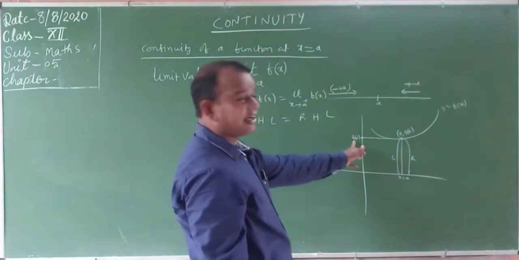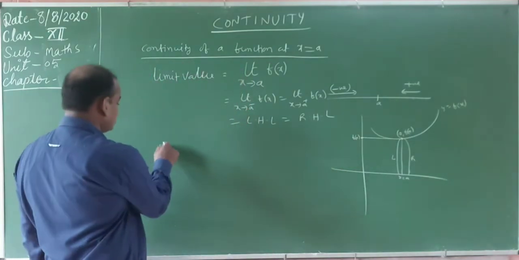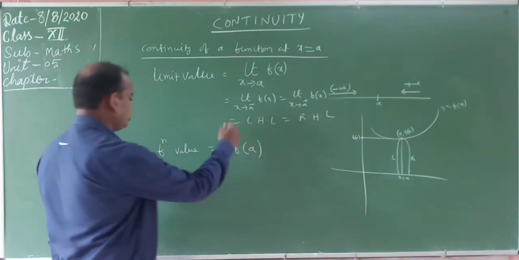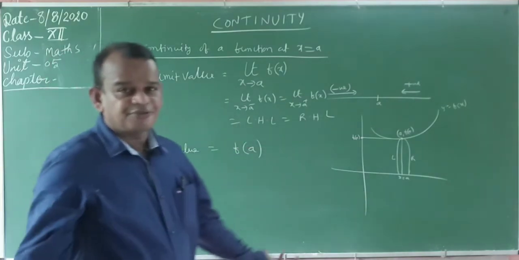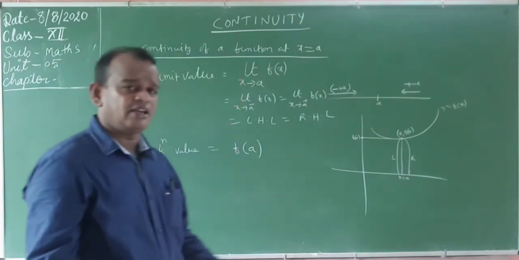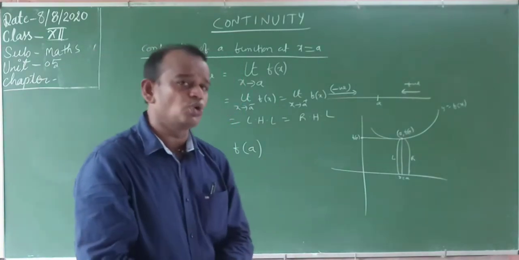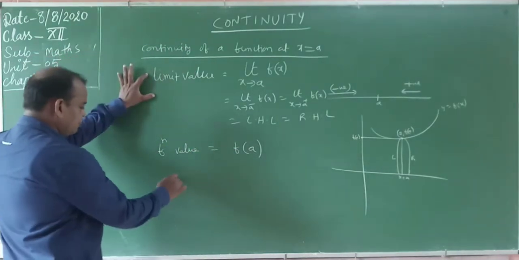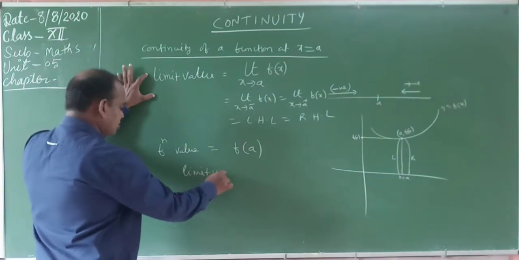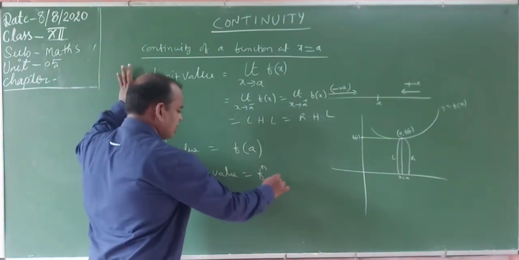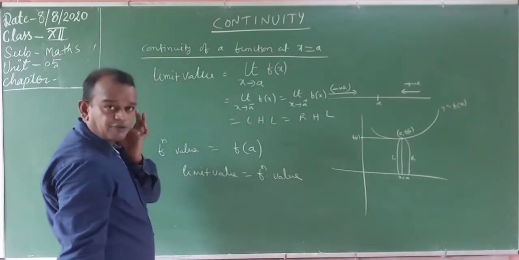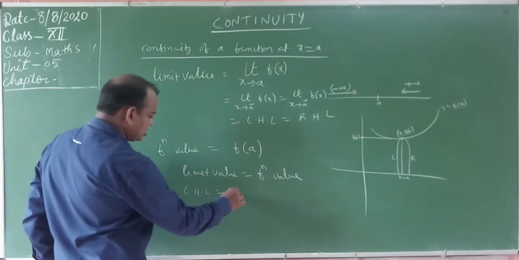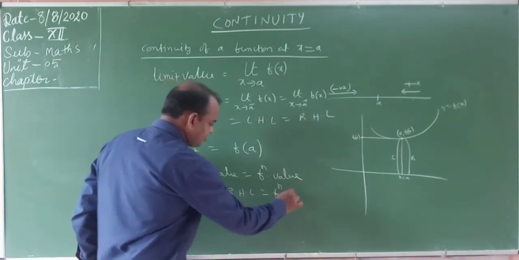Then what is the function value? At exactly a, it means f of a. The function value is equal to f of a. To find it, you substitute the value of a in the given function, and that is f of a. Now, the limit value is equal to the function value, that is, LHL is equal to RHL is equal to the function value. Remember this.